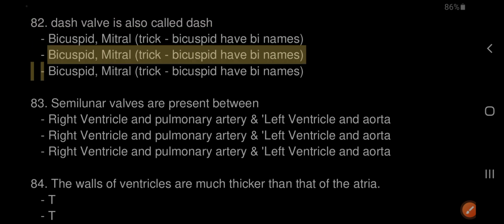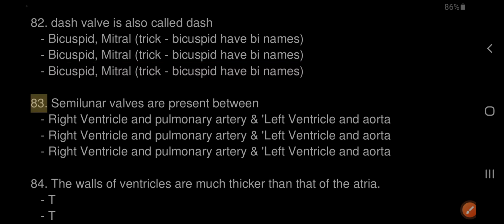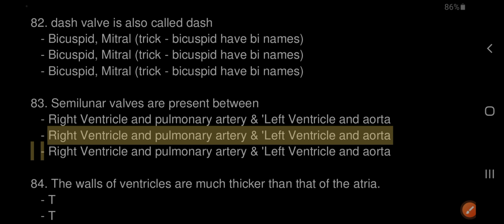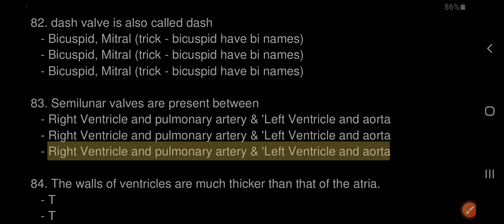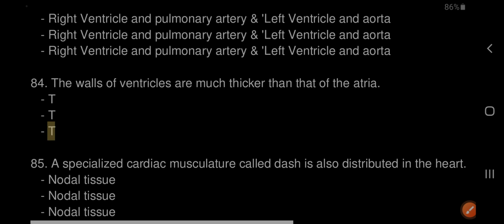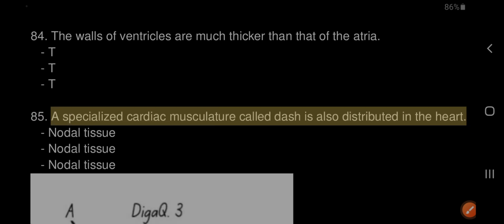83. Semilunar valves are present between right ventricle and pulmonary artery and left ventricle and aorta. 84. The walls of ventricles are much thicker than that of the atria. 85. A specialized cardiac musculature called dash is also distributed in the heart. Nodal tissue.